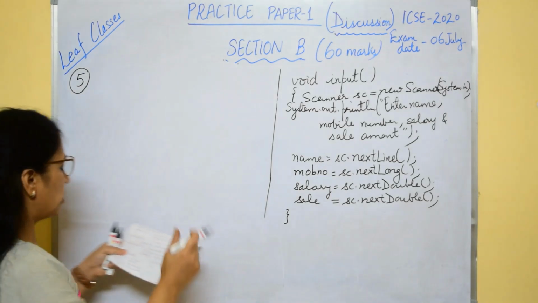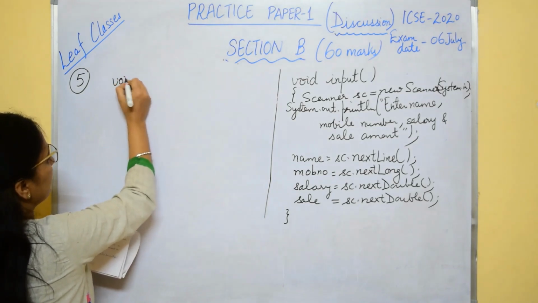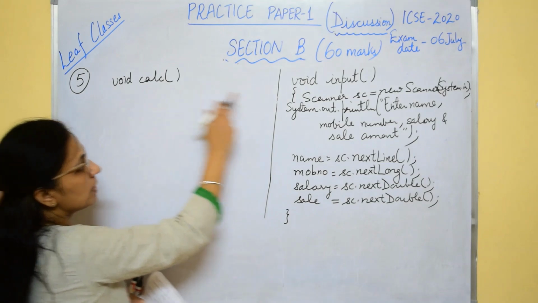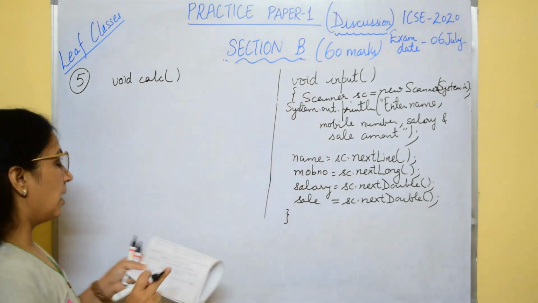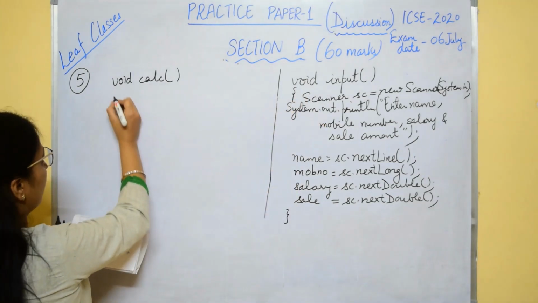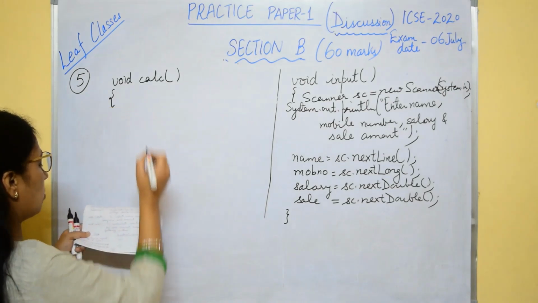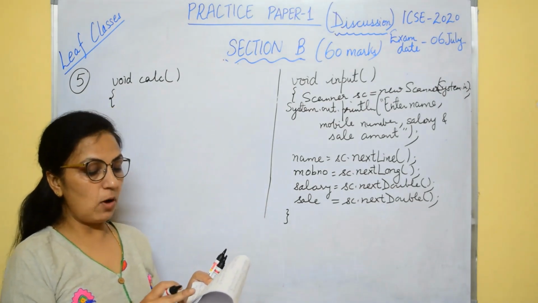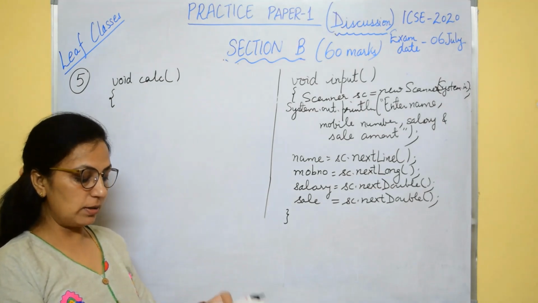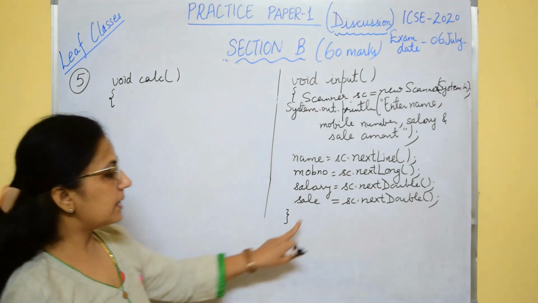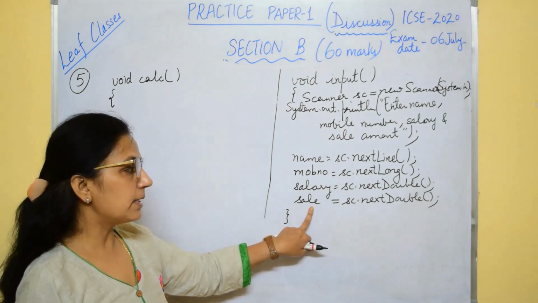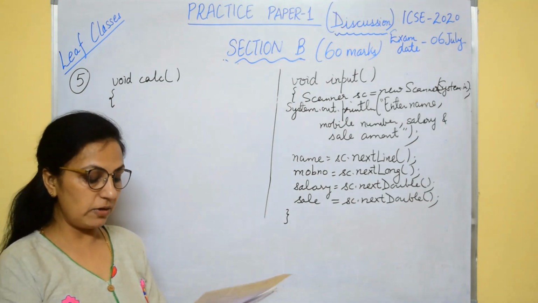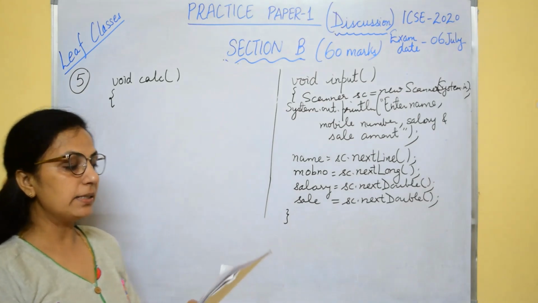The next function is void calc. Always, whenever you are using any function name, please keep in mind how it is given in the question and how you are writing it. You should not change the case. To calculate incentive on the sale amount based on the following criteria. Sale amount we have entered in the sale variable, and then you have to calculate incentive depending upon the criteria given.